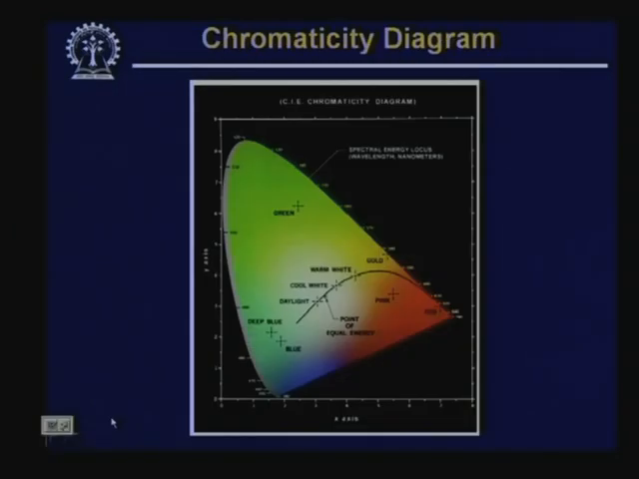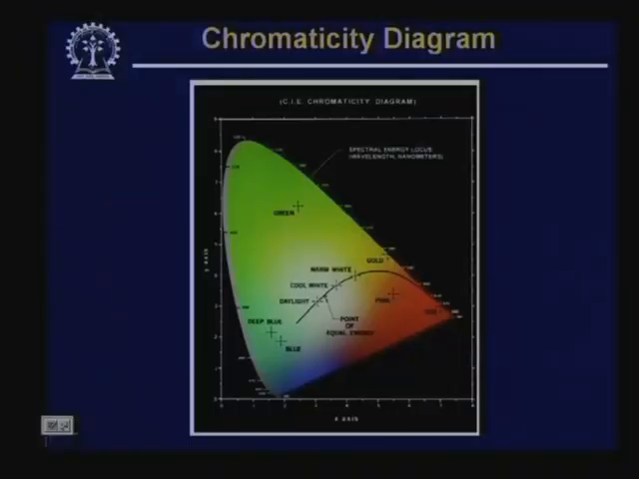Then we have also seen what is a chromaticity diagram, and we have seen the usefulness of the chromaticity diagram. The chromaticity diagram is useful mainly to identify in which proportion different primary colors are to be mixed together to generate any color.